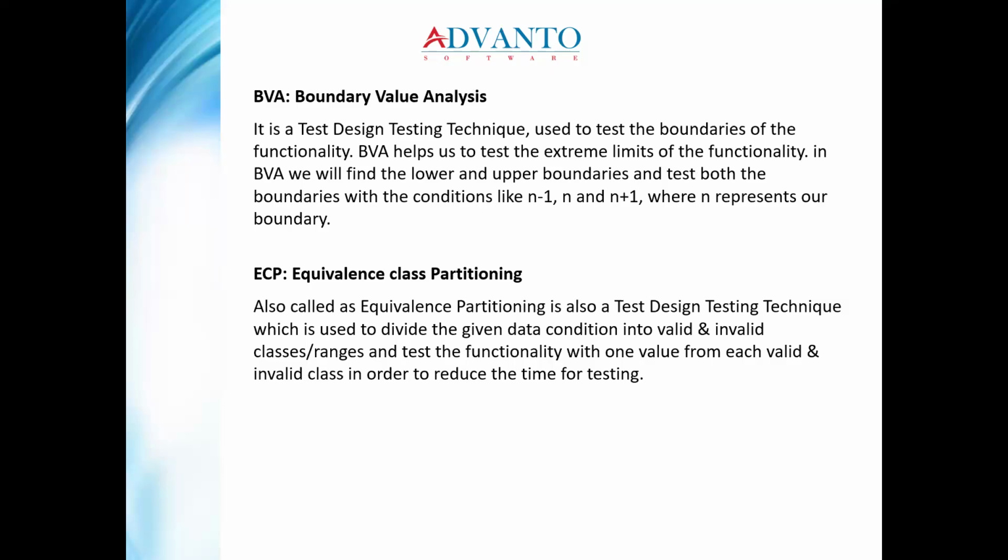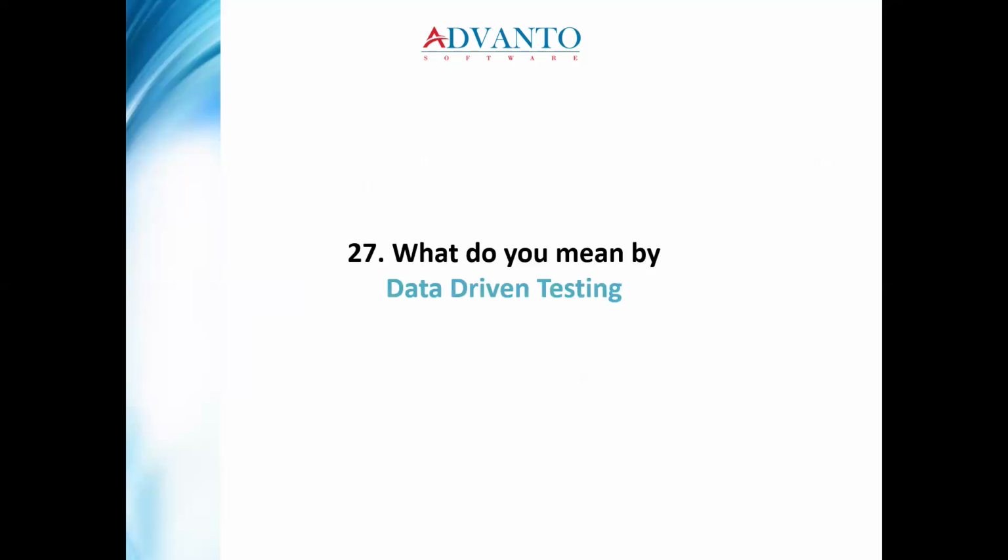ECP stands for Equivalence Class Partitioning, also called equivalence partitioning. It is also a test design technique which is used to divide the given data condition into valid and invalid classes and ranges and to test the functionality with one value from each valid and invalid class in order to reduce the time for testing.